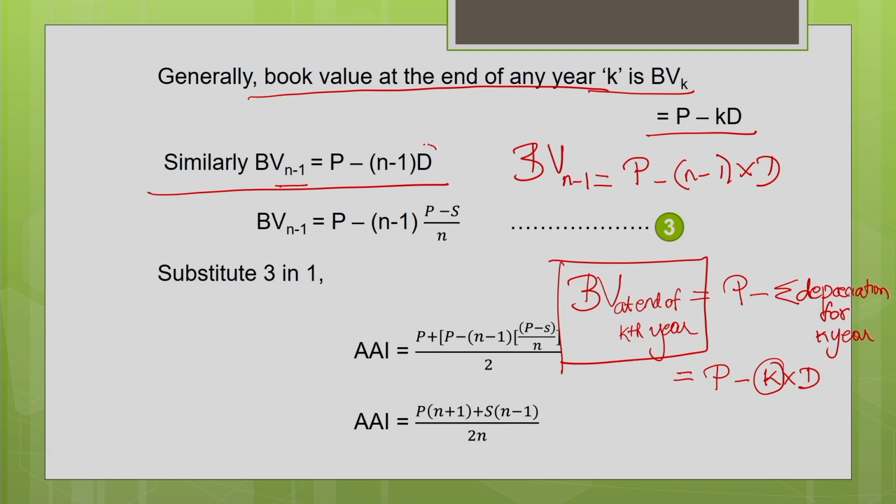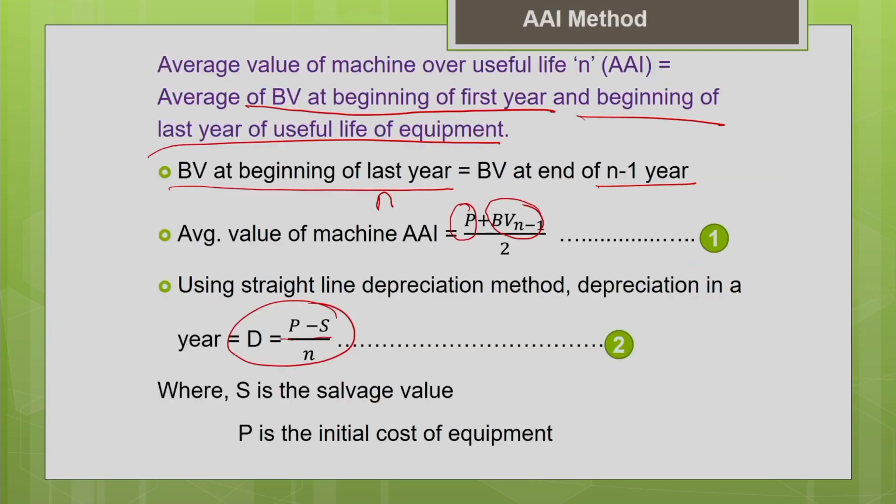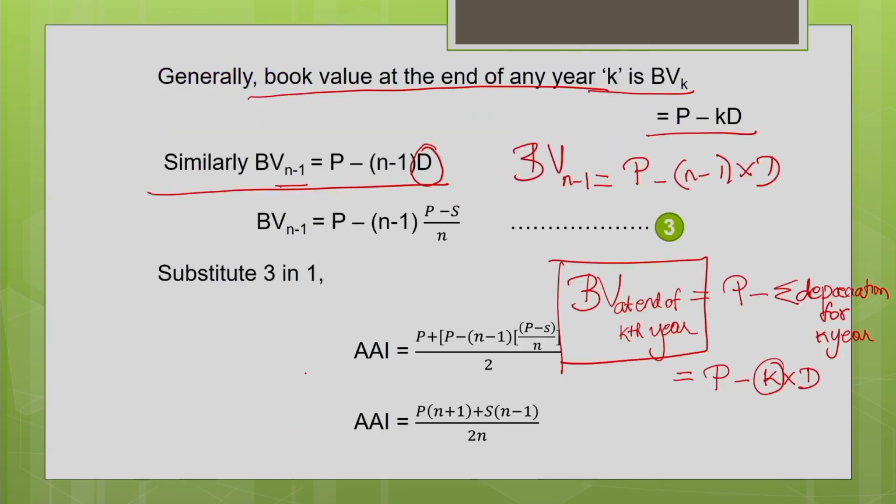Now substitute the value of depreciation. From the earlier derivation, d equals P minus S by n. Substitute that in this equation. Now you will get P minus n minus 1 into P minus S by n.